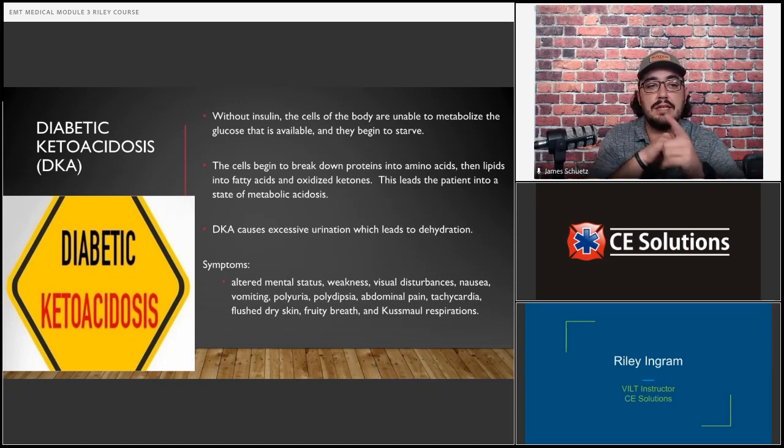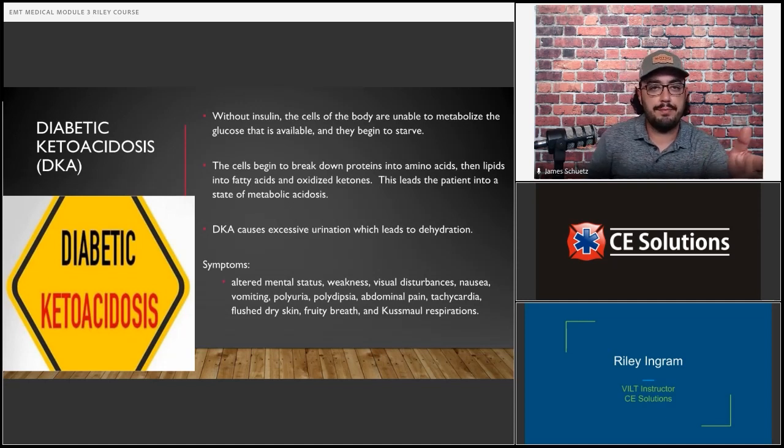DKA causes excessive urination, which leads to dehydration. We talked about that chain of reactions already, right? Some symptoms we're going to come across in here are going to be altered mental status, weakness, visual disturbances, nausea, vomiting, polyuria, polydipsia, abdominal pain, tachycardia, flushed dry skin, warm and dry, sugars high, fruity breath, and Kussmaul respirations.